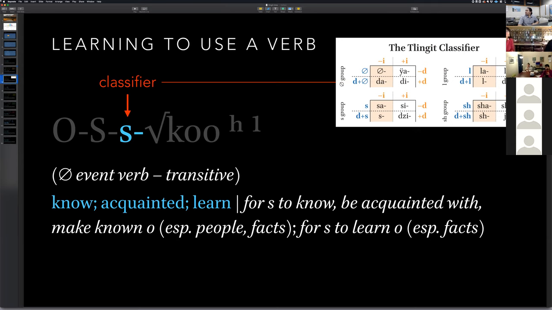Okay. So the next thing is the classifier. This is a lowercase letter, and you're going to see it as 0, D plus 0, S, D plus S, L, D plus L, SH, D plus SH. This is going to tell you which group it's going to be in. From there, the classifier can go plus I or minus I, and it only goes plus I when you're saying it has happened. So that's what the plus I minus I is. It'll tell you which one you should expect. This one is an S, so it's going to be either sa or si. It'll be si when they know it, and sa when they don't know it. Okay? And we'll see those examples.